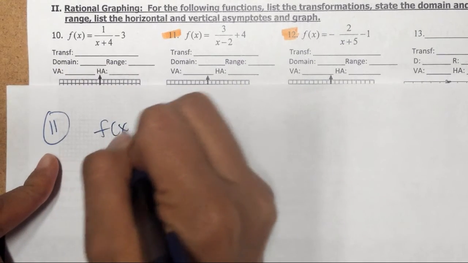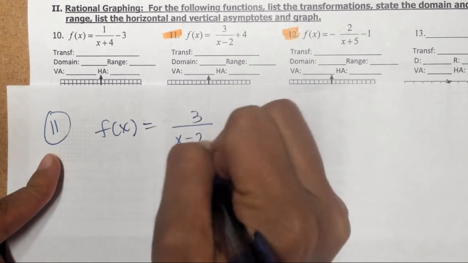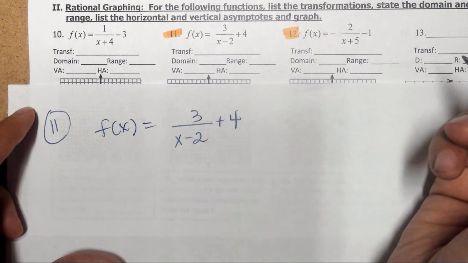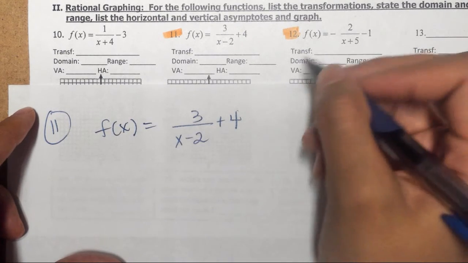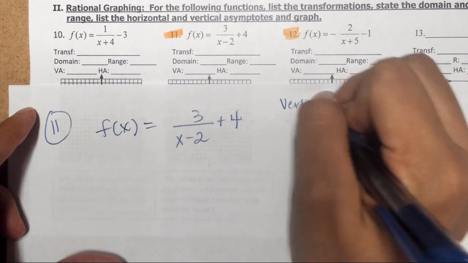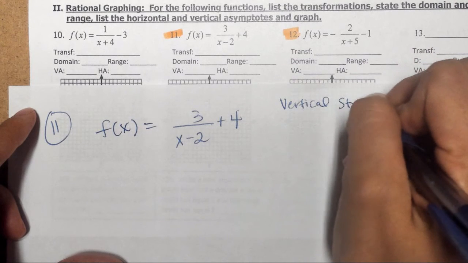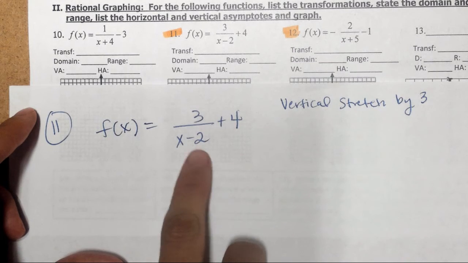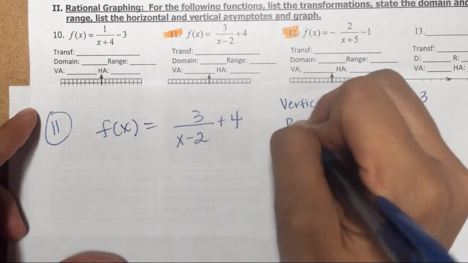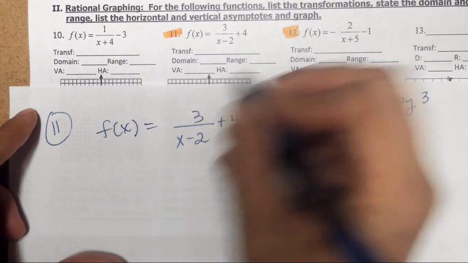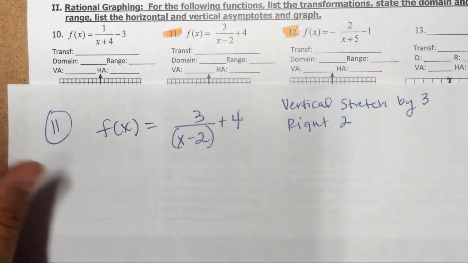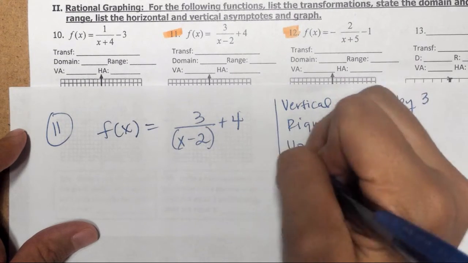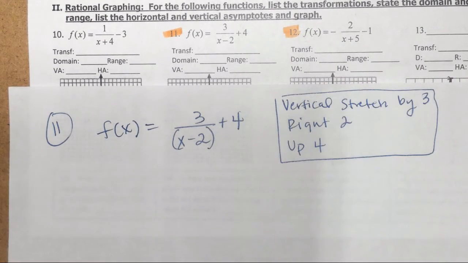Alright, I'm going to start with number 11. So your function is 3 over x minus 2, plus 4. First I'm going to state the transformations. This 3 right here means it's going to be a vertical stretch or expansion by 3. This right here means it's going to go right 2 because you're in horizontal land and you do the opposite, right? It's kind of like you have parentheses right here. And this is on the outside, it's vertical, so you're going to go up 4. So these right here are your transformations.